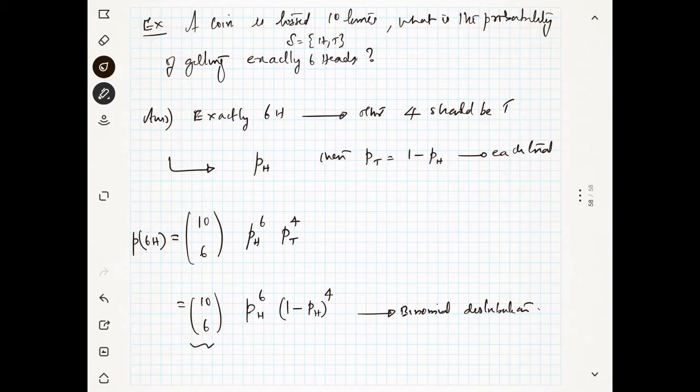Anyway, this 10 choose 6 is 10 factorial divided by (10 minus 6) factorial, that is 4 factorial, into 6 factorial, into probability of head raised to 6 into (1 minus probability of head) raised to 4. So this is how you can calculate it. You can do this calculation. I hope this is clear to you.